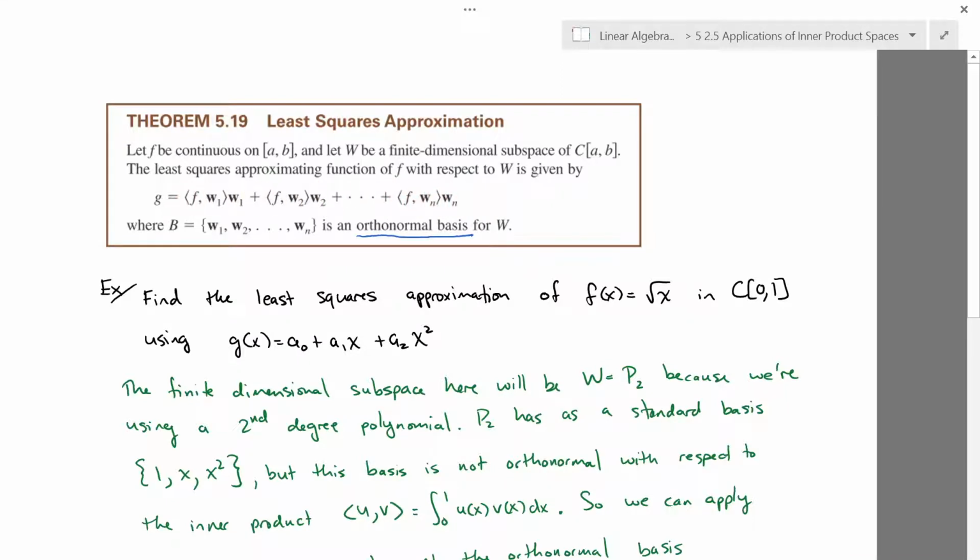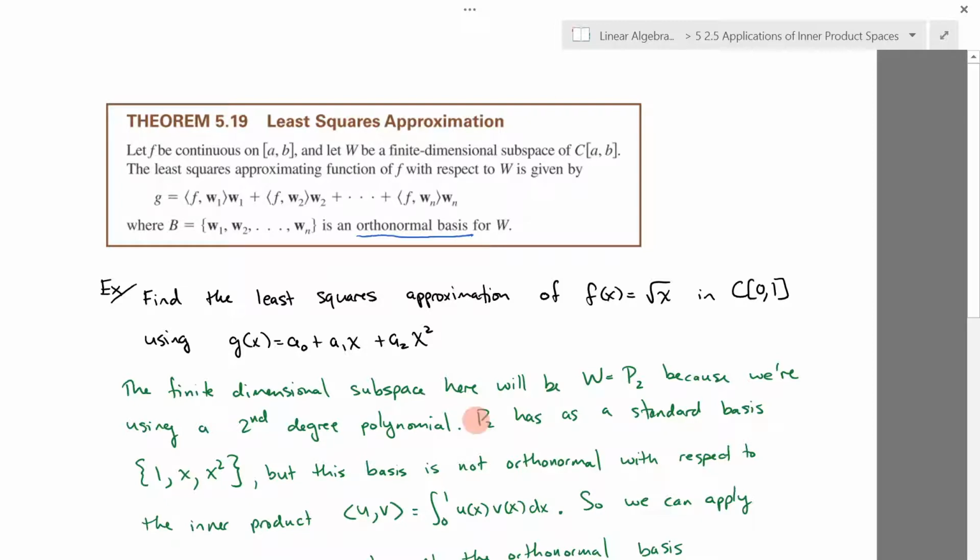Okay, so in this example, we're going to try to find the least squares approximation of the square root of x over the interval from 0 to 1 using a second degree polynomial g of x. Again, to be able to apply this theorem, we need a finite dimensional subspace for g. Here, because g is a second degree polynomial, our finite dimensional subspace will be P2.